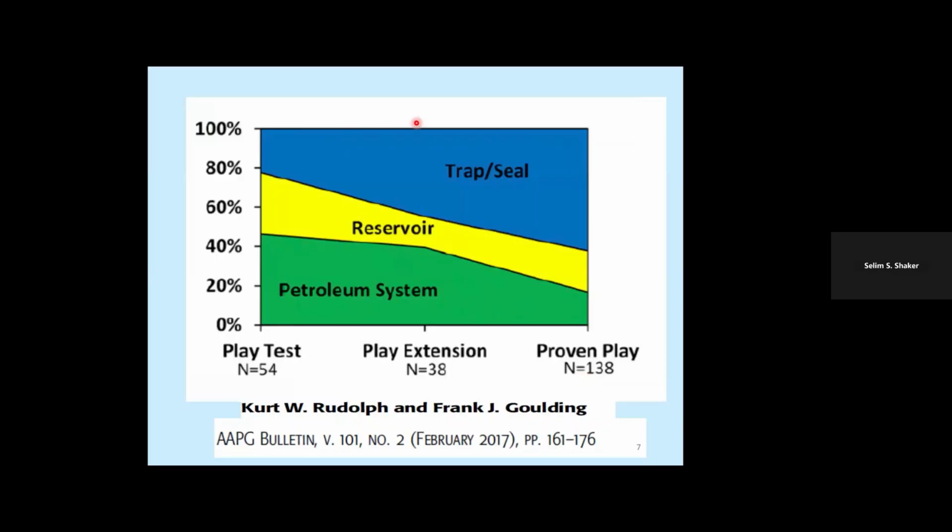This is a recent slide, or a recent paper was written about the trap and the seal. Most of the wildcats, okay, 80% to 100% of their risk is either in the trap or the seal. So it is important to study the pressure in the subsurface to figure out if there is a seal or not.